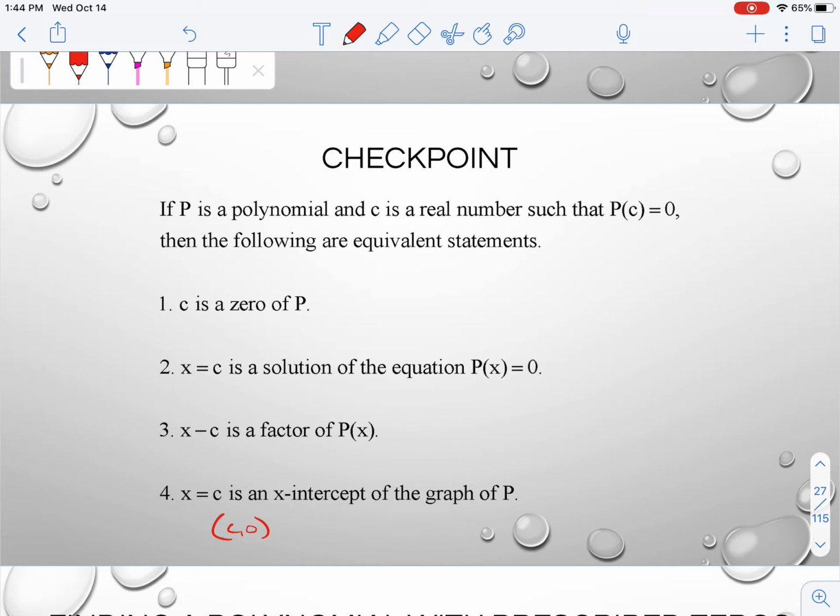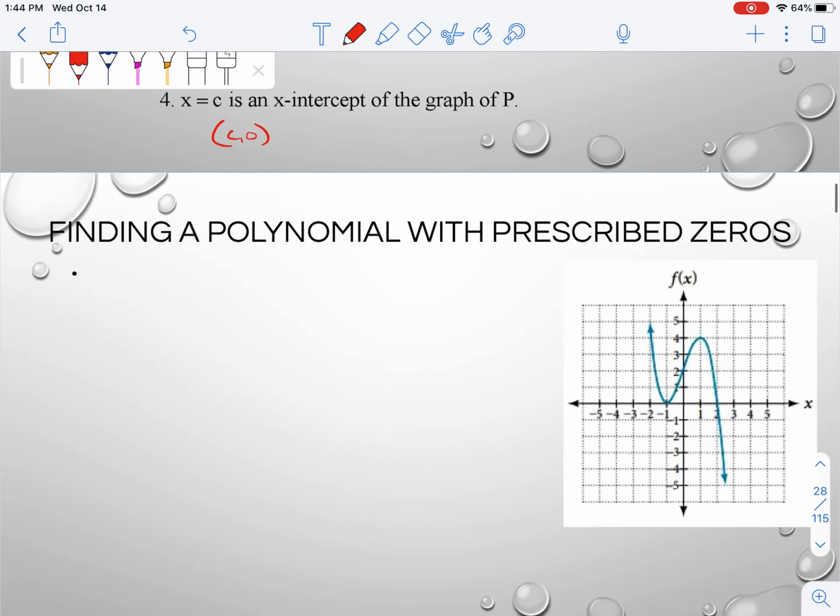Okay? These are all one and the same, right? I could also even say that c is a root of p as well, right? Roots, zeros, solutions, and x-intercepts are all fundamentally interchangeable. They maybe just are used in different settings, one over another, okay? But they all essentially, at the end of the day, mean the same thing, all right?